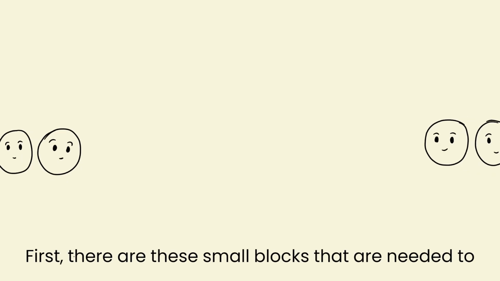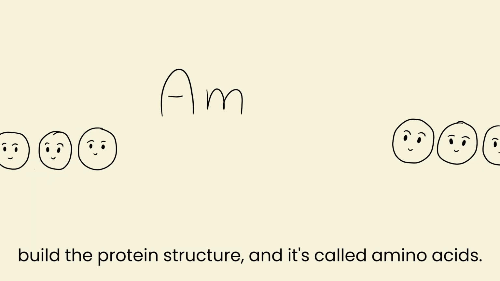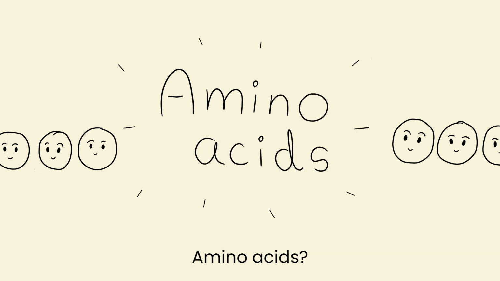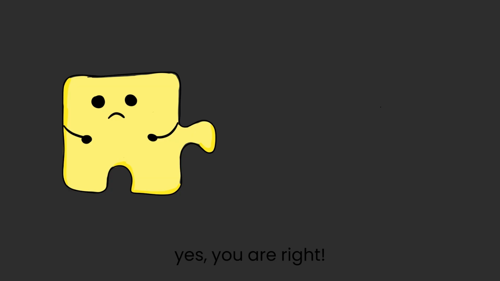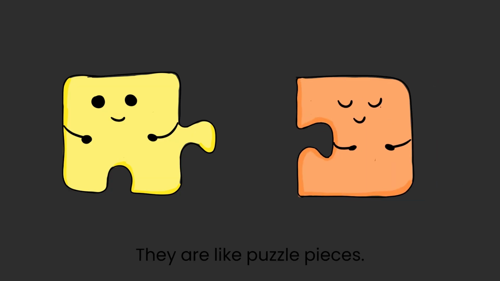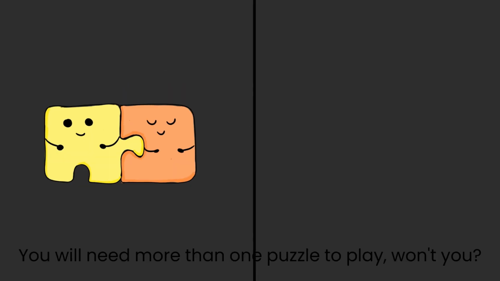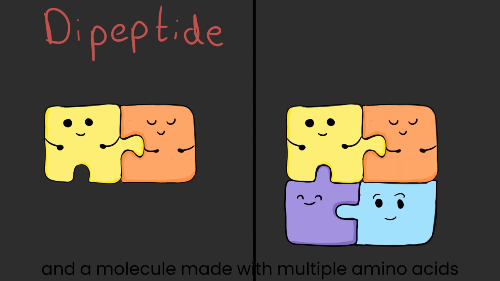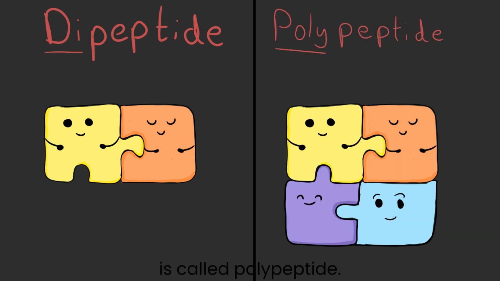First, there are these small blocks that are needed to build the protein structure, and they're called amino acids. Amino acids? Yes, you're right. They are like puzzle pieces. You need more than one puzzle piece to play, won't you? When two amino acids are linked, they form a molecule called a dipeptide. And a molecule made with multiple amino acids is called a polypeptide. But what is a peptide?